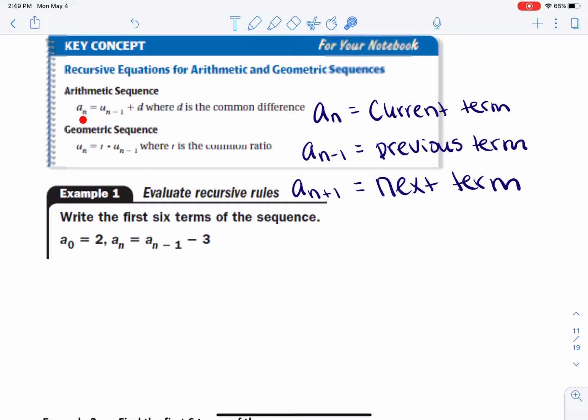But we're going to have this a sub n is equal to a sub n minus 1, and you're kind of looking to see the difference, that d for common difference, or there will be an r out front for the common ratio. A sub n is the current term, a sub n minus 1 is the previous term, and a sub n plus 1 is the next term. Okay, I know that seems confusing, but bear with me, this isn't so bad.